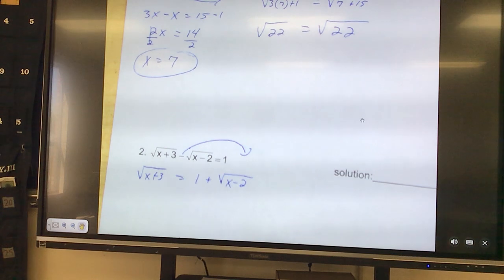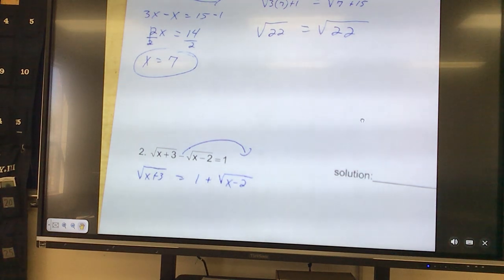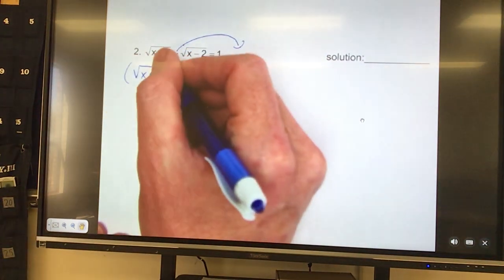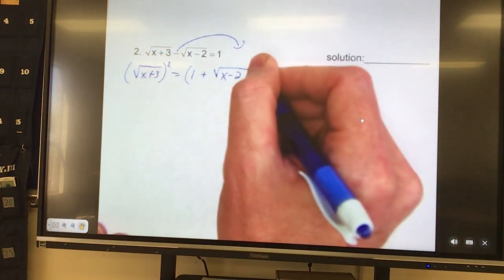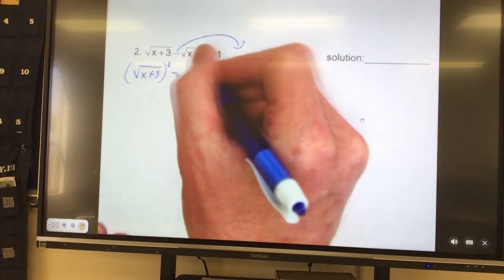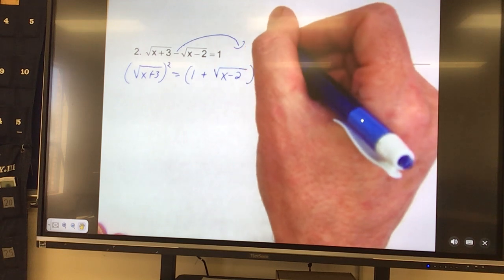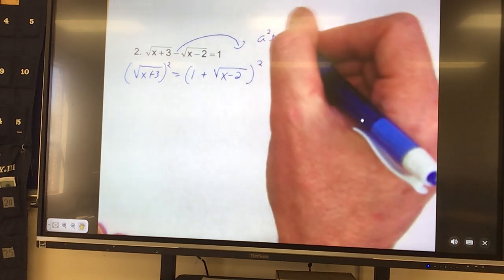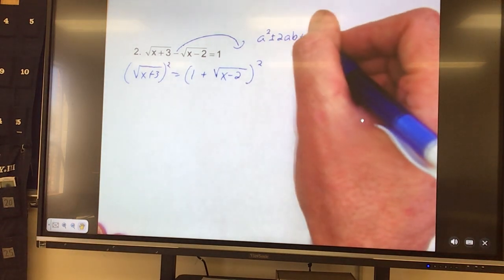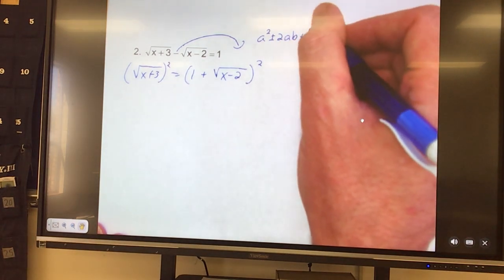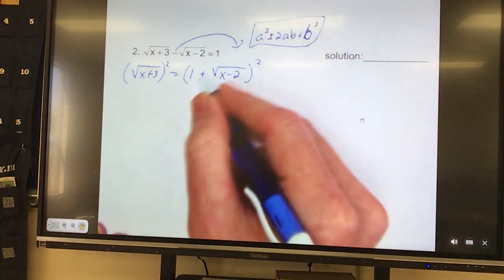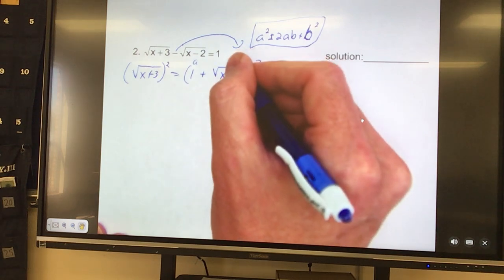Now I'm ready to get rid of those square roots by squaring each side. So I'm going to square this side, and I'm going to square this side. Remember, when I have 2 things, I label them from my equation. The equation was a squared plus or minus 2 times a times b plus b squared. So that's the formula that we use with this. This is my a, this is my b.